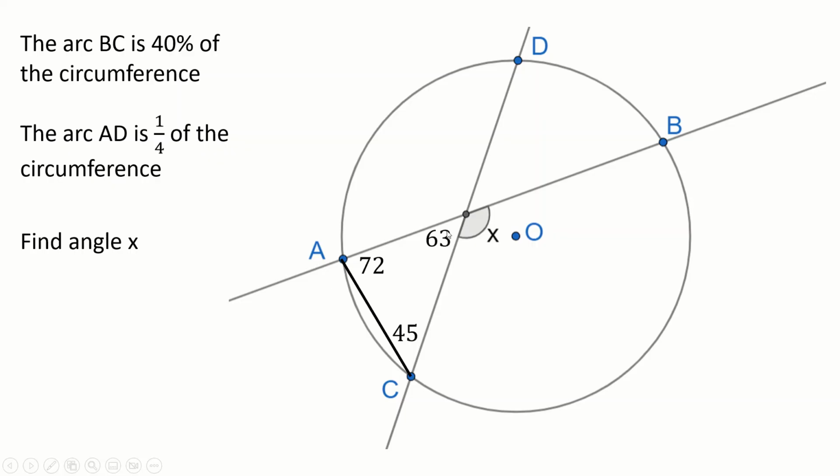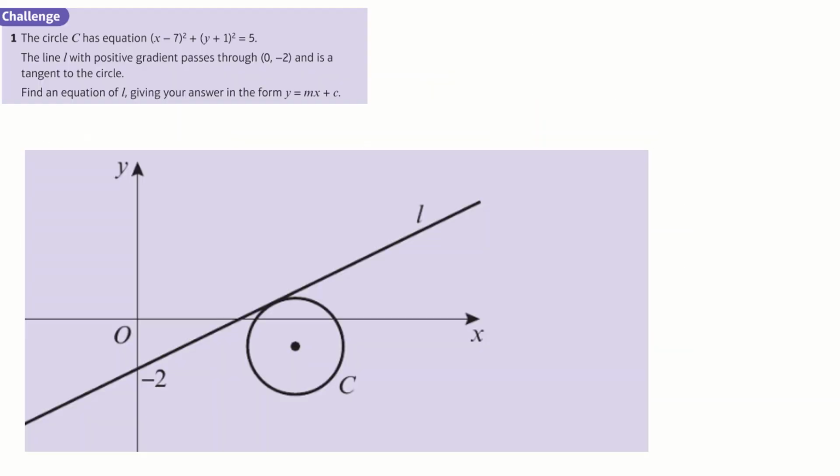180 minus the other 2 gives you this. That means this is the same because they're vertically opposite. Add those together, take 360 away, divide by 2, and we get 117. This is x is 117. Really lovely question.